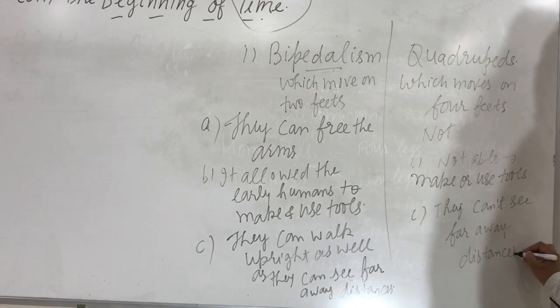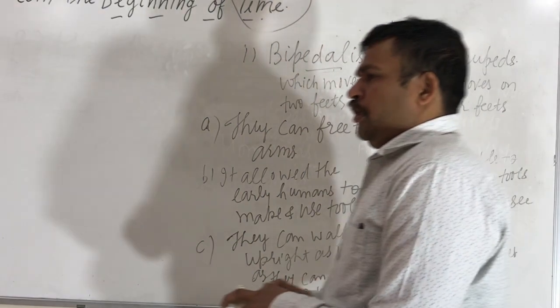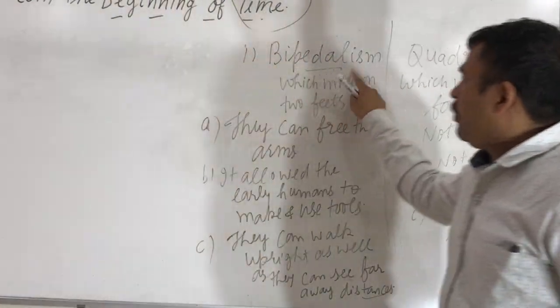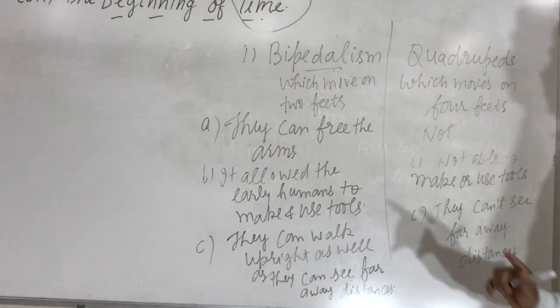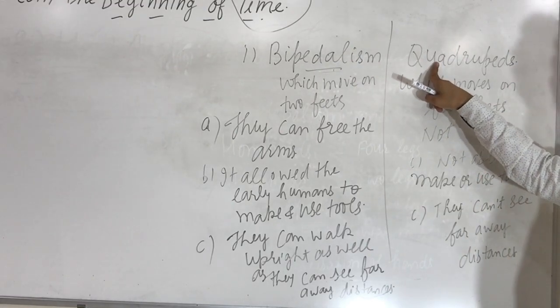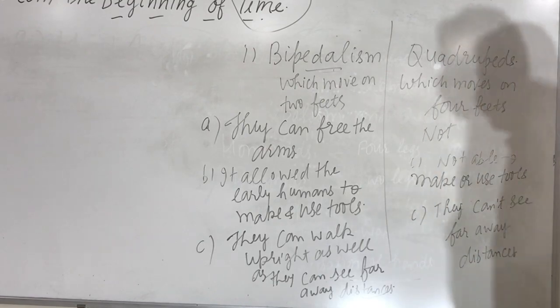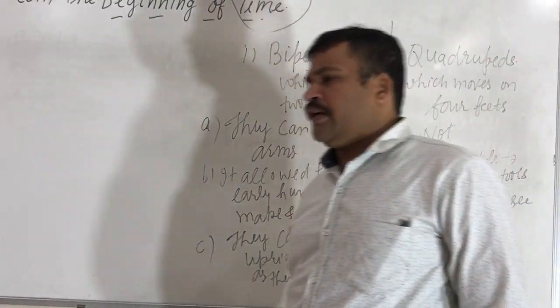Even some of the remains related to bipedalism and quadrupeds are found in Laetoli and Ethiopia. Bi means two, quadra means four, like quadrilateral, you have read in maths. So these are the important things that we have discussed.